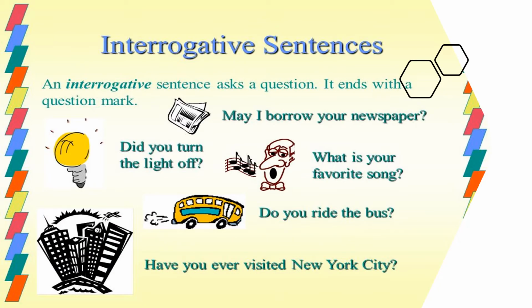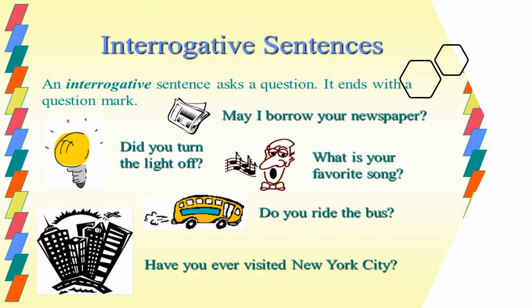Let's look at the second sentence, which is the interrogative sentence. What is an interrogative sentence? Interrogative sentence ask a question. They ask us something. They want information, and they always end with a question mark. So hope you all have understood what interrogative sentences are.